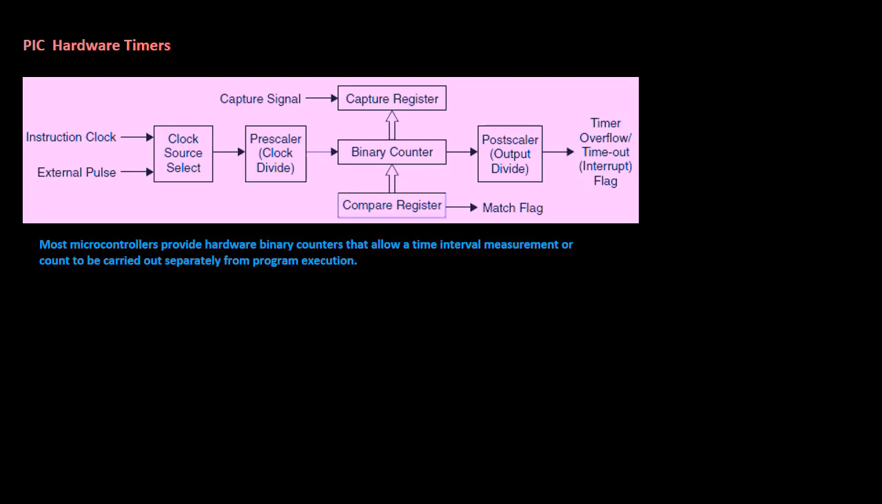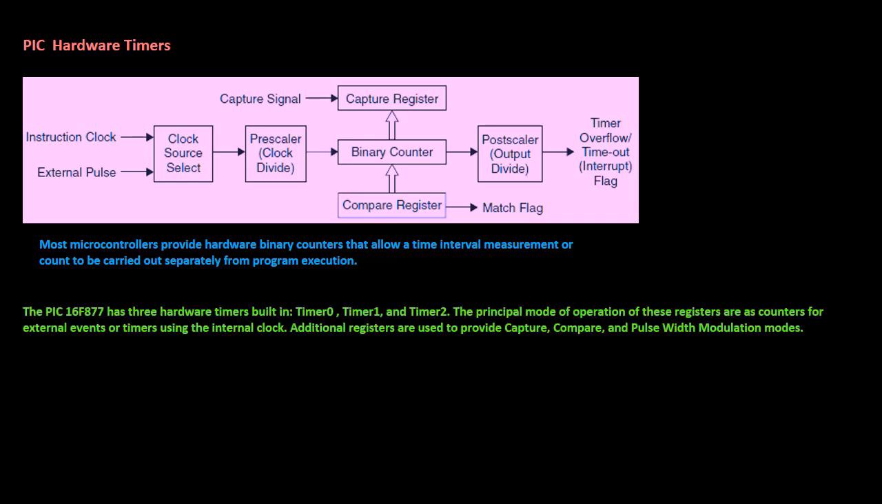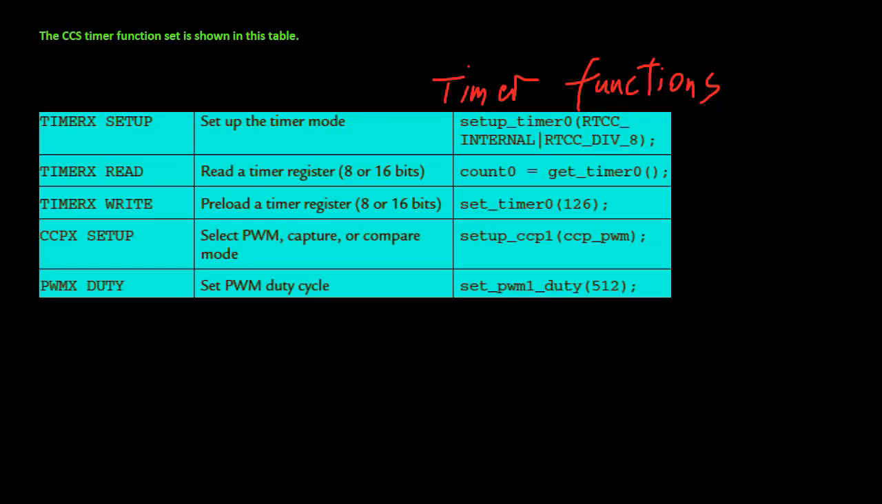Most microcontrollers provide hardware binary counters that allow a time interval measurement or count to be carried out separately from program execution. The PIC16F877 has three hardware timers built in: timer 0, timer 1, and timer 2. The principal mode of operation of these registers are as counters for external events or timers using the internal clock. Additional registers are used to provide capture, compare, and pulse width modulation modes. The CCS timer function set is shown in this table.